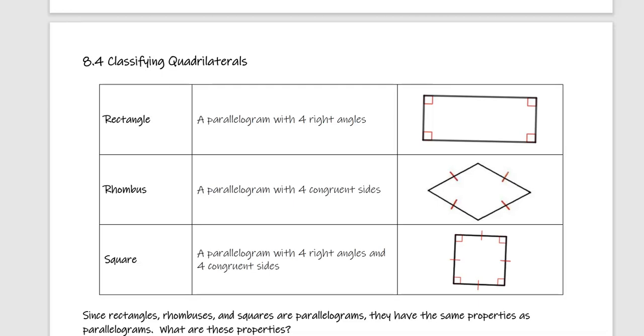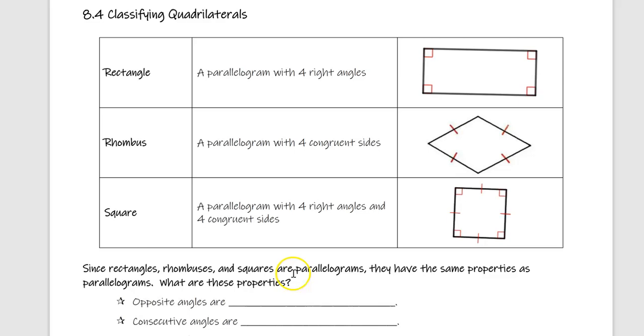This is lesson 8.4, classifying quadrilaterals. We're going to talk about three quadrilaterals: rectangle, rhombus, and square. So a rectangle is going to have four right angles, as well as all the other properties that a parallelogram has. And then a rhombus is going to have four congruent sides. And then a square is going to have both of those, four right angles and four congruent sides.